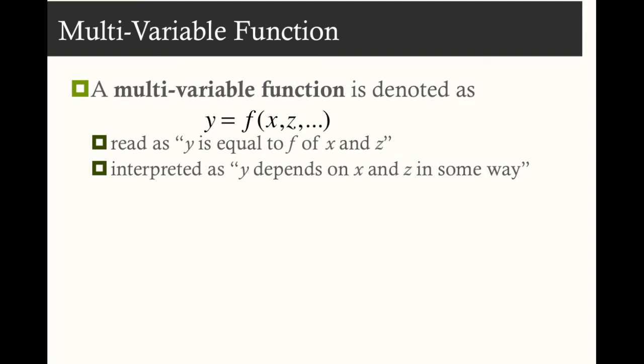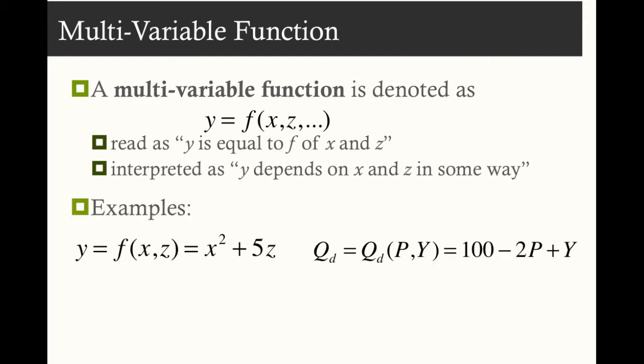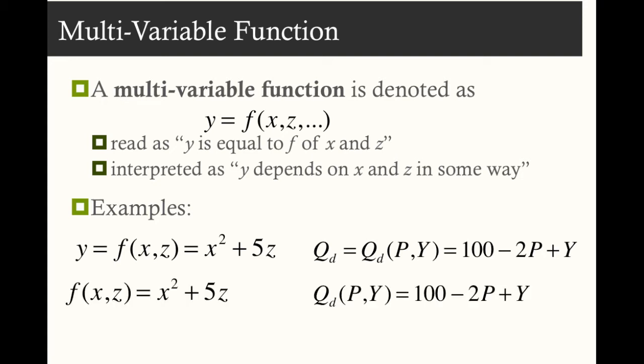A multivariable function is denoted as y is equal to f of x, z, and any other variable. This is interpreted as saying y depends on x and z in some way. For example, y is equal to f of x and z, which equals x squared plus 5z, or quantity demanded depends on price and income, which equals 100 minus 2p plus y. It may be written out in shorter form. f of x, z is equal to x squared plus 5z, or quantity demanded depends on price and y, which equals 100 minus 2p plus y.